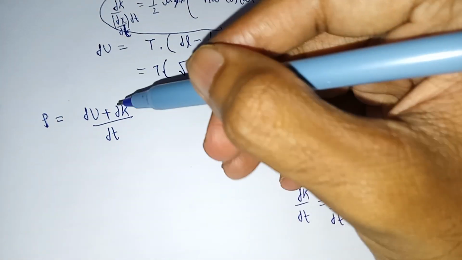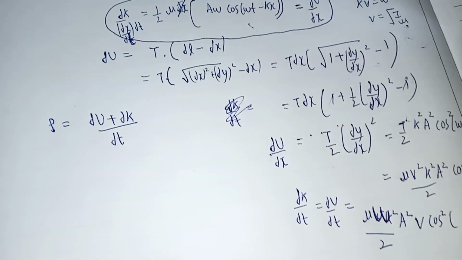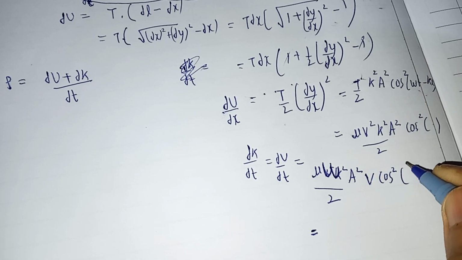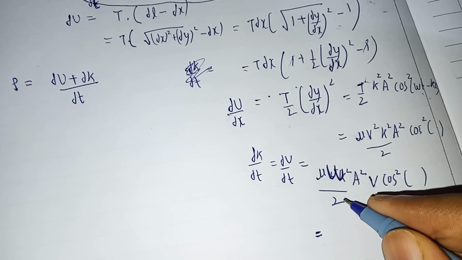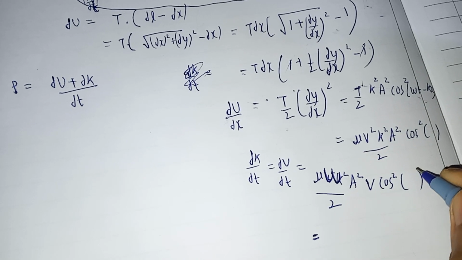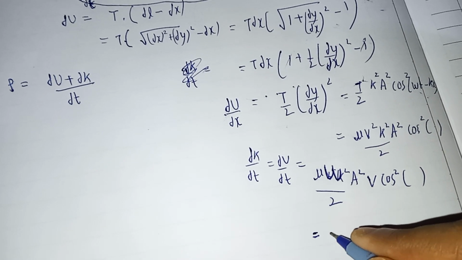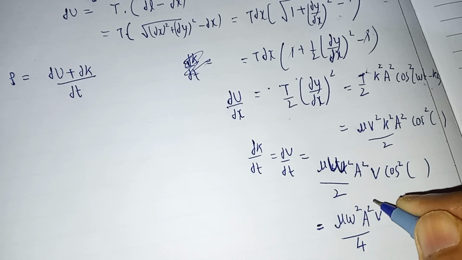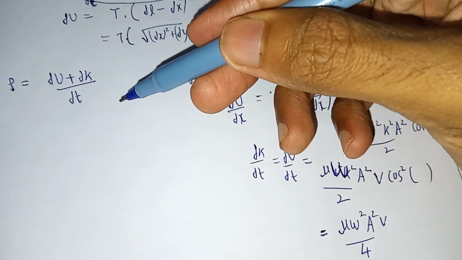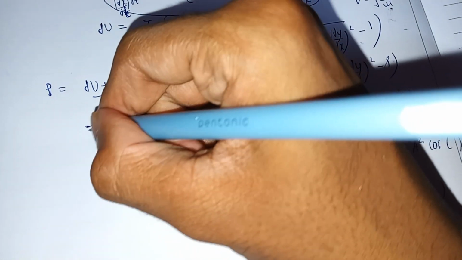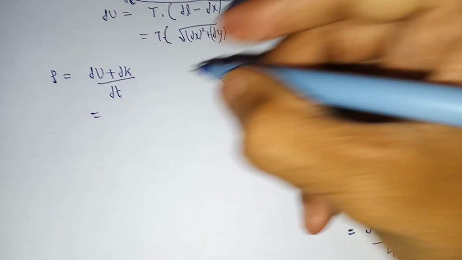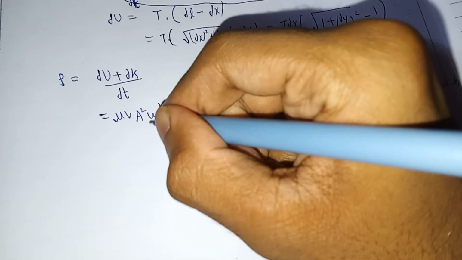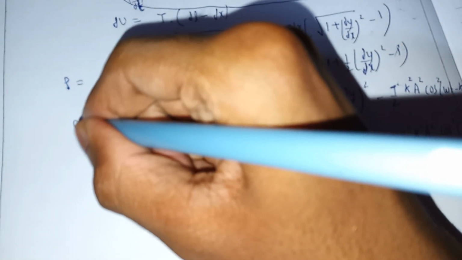We know that power is meant with average energy, and you can clearly see that the average of this depends only on cos square. So both have values of mu omega square a square v by 4, and we have to add up dU by dt plus dK by dt. Finally it comes to be twice of this value, which is mu v a square omega square divided by 2. This is our power finally.